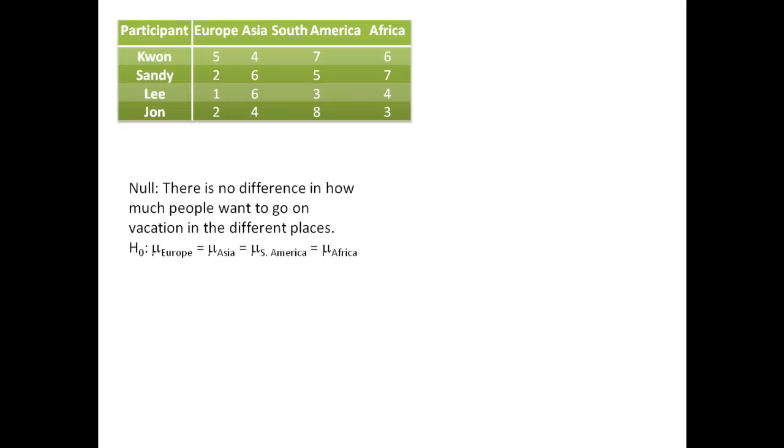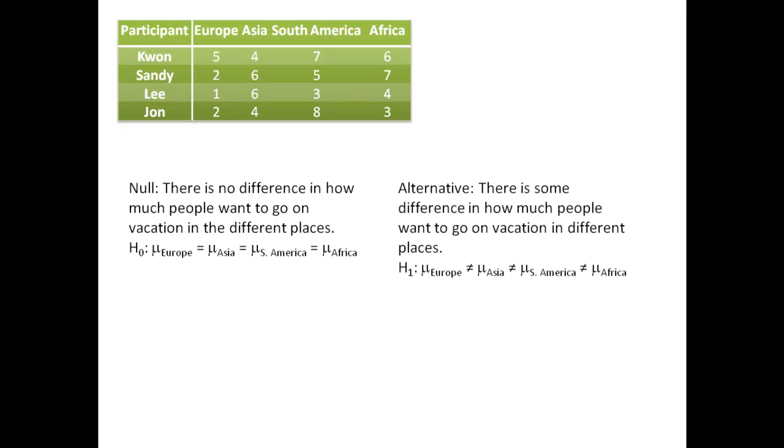So our null hypothesis is that there's not going to be any difference in how much people want to go on vacation on any of these four continents. And the alternative hypothesis is that there's going to be some difference.